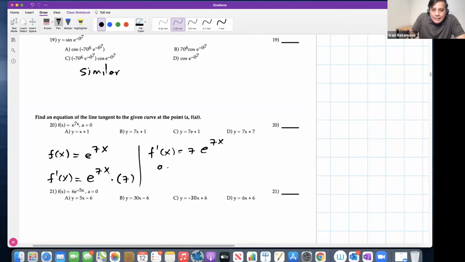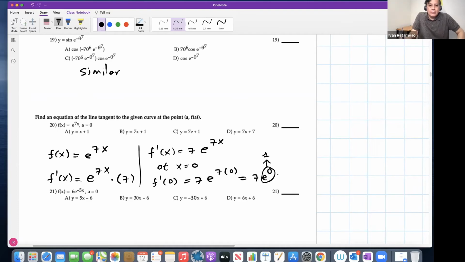Now, at x equals 0, this derivative at 0 will be this, right? 7 times 0 is 0, so 7 times e to the 0. This e to the 0 is 1. You can check this in your calculator. 7 times 1 is 7. So the derivative evaluated at 0 is 7, and this is the slope of the tangent line, 7. The point is 0, comma.